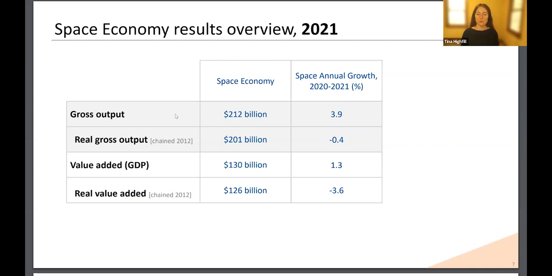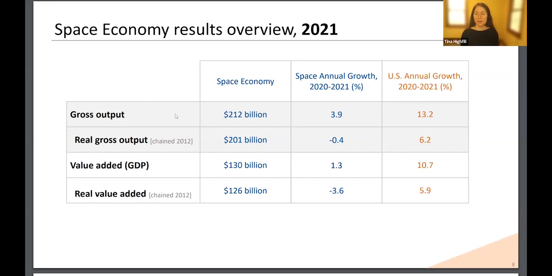So when you compare gross output and real gross output here, the main takeaway is that the growth from 2020 to 2021, that 3.9%, is mostly an increase in prices, not an actual increase in production of goods and services. And just to give some context, I have here the information on the total US economy growth over that period. So gross output grew by 13.2% overall. But when we adjust for inflation, growth was cut basically in half or more, 6.2%. So inflation impacted the overall economy and really impacted the space economy as well.